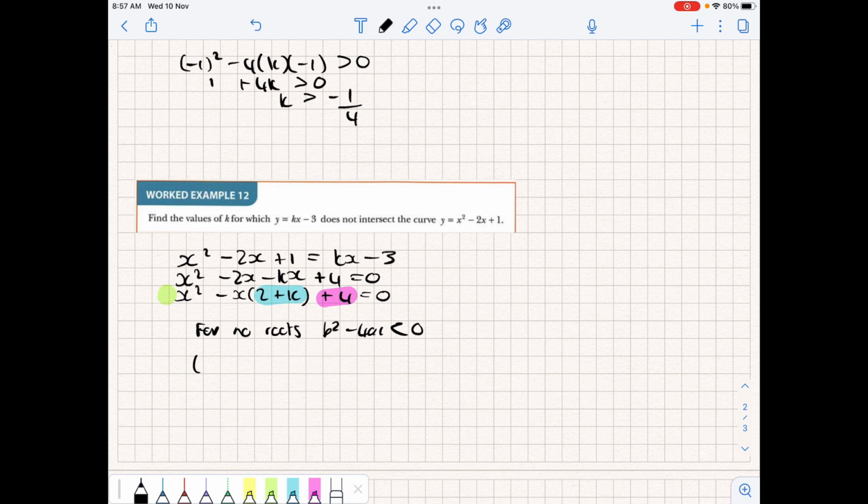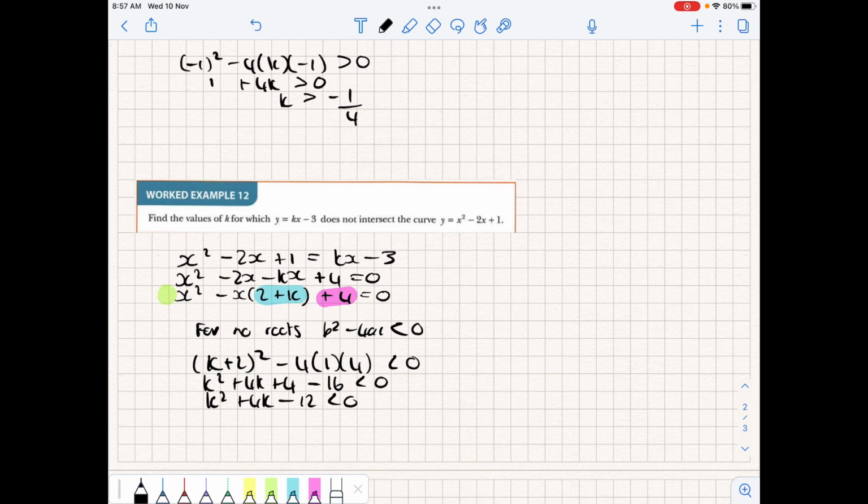So my b squared is this k. I'm just going to rearrange it to k plus 2 squared minus 4 times 1 times 4 less than 0. And now we're just going to solve the quadratic inequality. So k squared plus 4k plus 4 minus 16 is less than 0. K squared plus 4k minus 12 is less than 0.